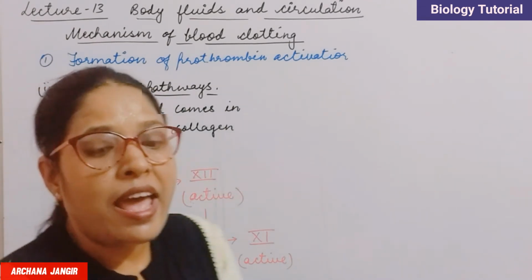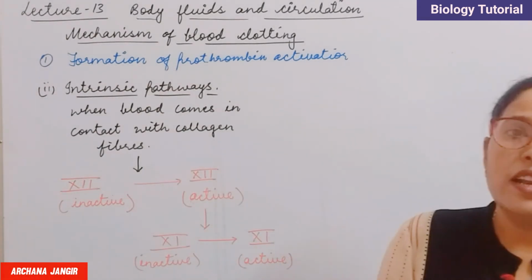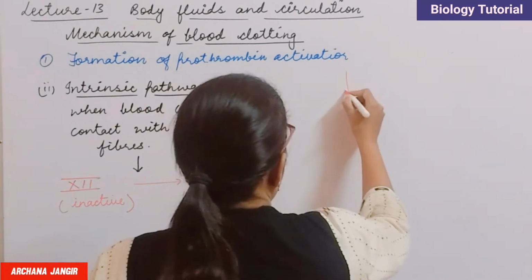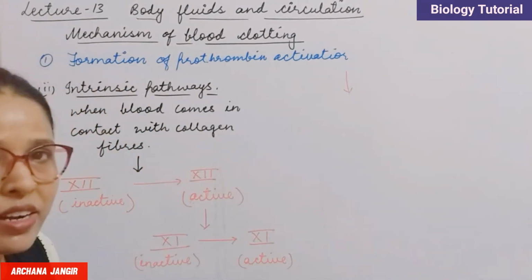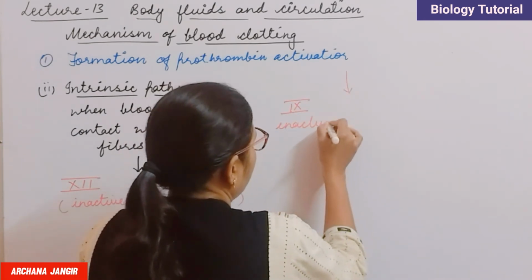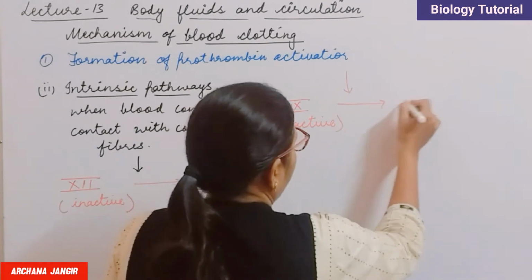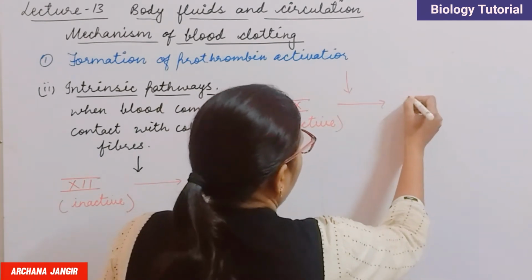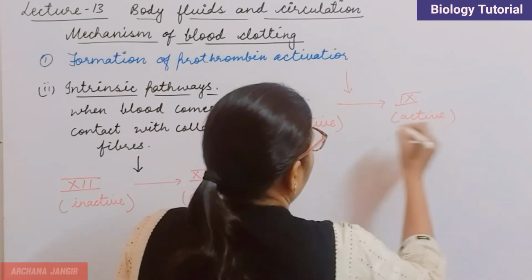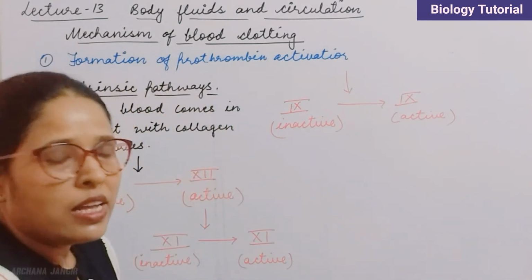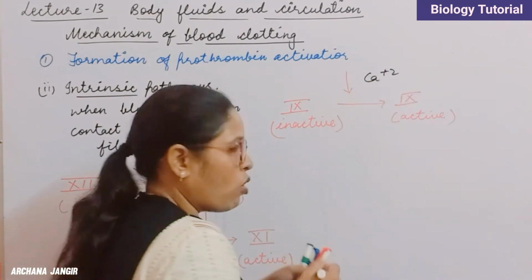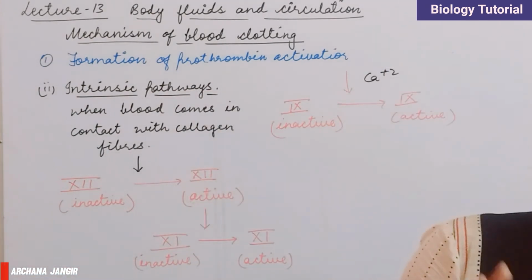Clear? This active 11 activates the 9th factor in the presence of calcium ion. What will happen next? This active 11th factor activates the 9th factor. This is inactive 9 and it is getting activated with the help of factor 11. So here the active 9 factor is there. In this process one more thing is required, that is calcium ion, means factor 4. So calcium ion is also required for the activation of 9th factor.